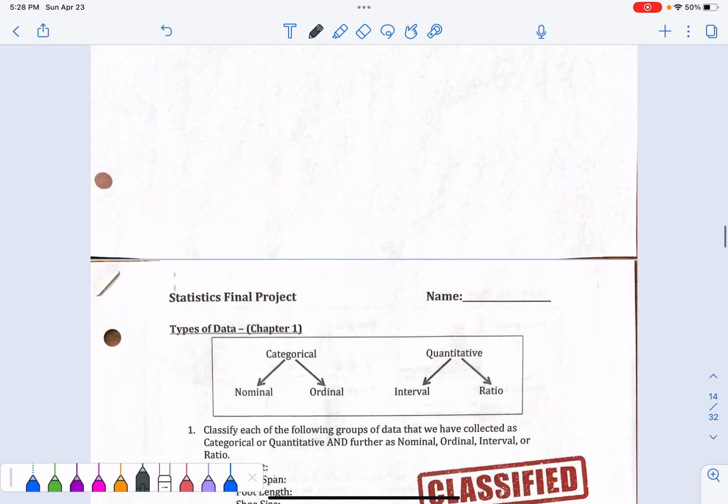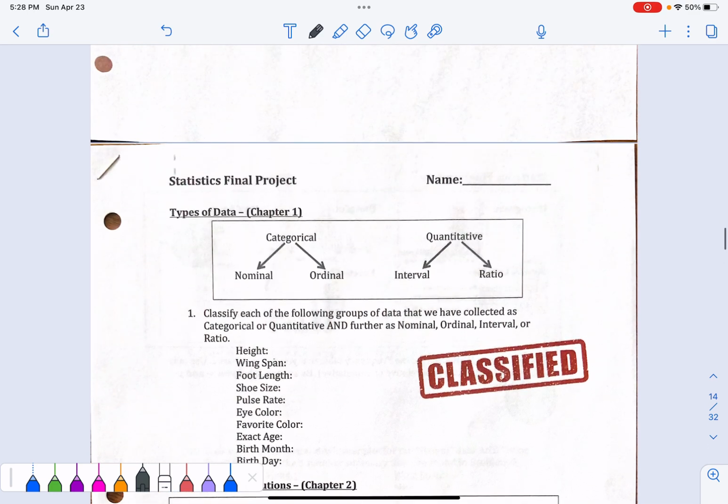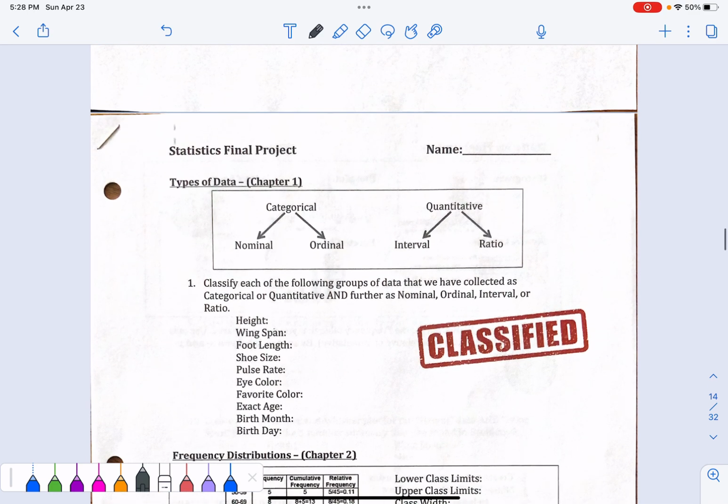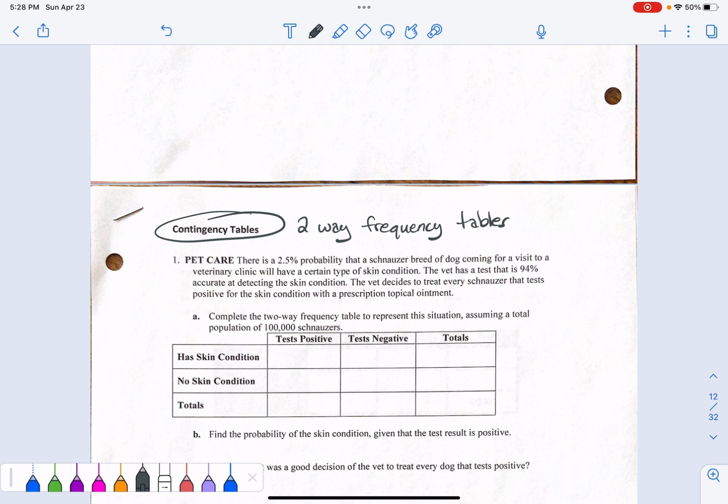But this is the last thing in chapter 11, and then the next thing up is to start our final project, which will look like this big old packet. There's like 10 pages to it. And so we'll spend from now until you guys leave for graduation doing this stats packet. So here we go. Last day of regular stuff before we do that.